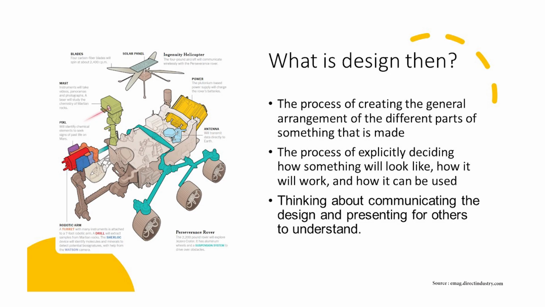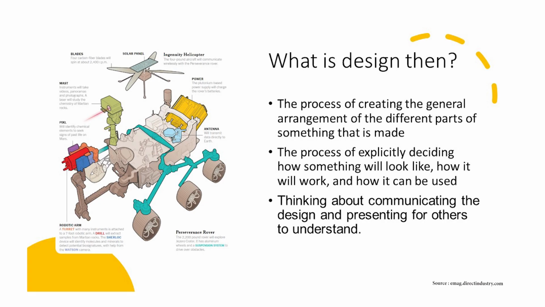So this is telling you the overall structure, the architecture of this Perseverance rover and the helicopter, along with the functionalities, right? So this diagram is telling you all about the rover and the helicopter. So it is showing you the general arrangement of all of the different parts of this rover and this helicopter. Okay. So the process of creating this general arrangement is design. Okay. Creating the general arrangement of different parts of something that is made, that is design.